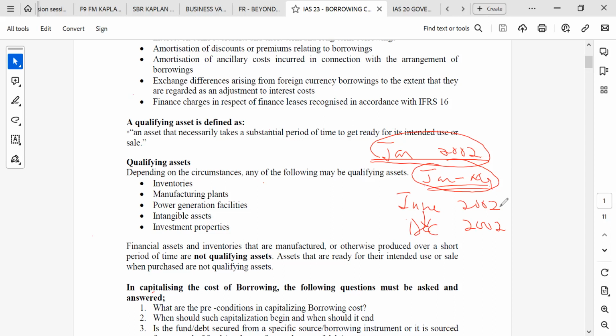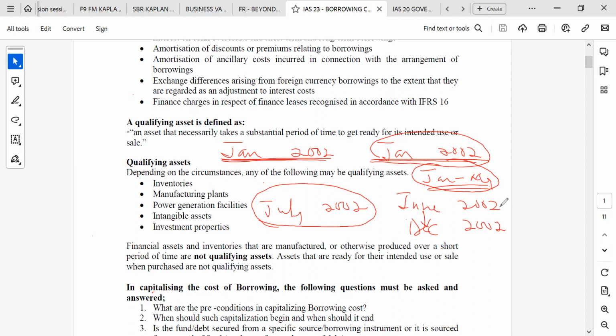Okay. It can also happen that in the construction of the asset, you are using equity. So you have started the construction of the building in January 2022, but you are using your own reserves, your own cash. But in July 2022, you realize that the money you have to finance the construction, you are out of cash. So you have to go and take a loan. In that case, the capitalization of the borrowing cost will start from the time the loan was taken, because the asset is already under construction.